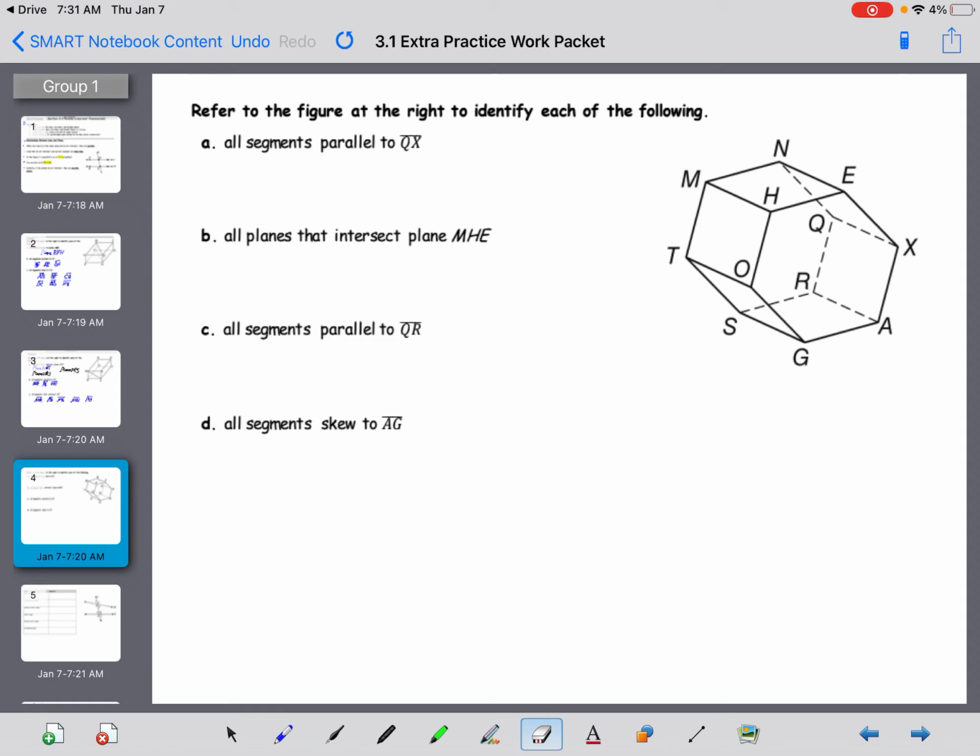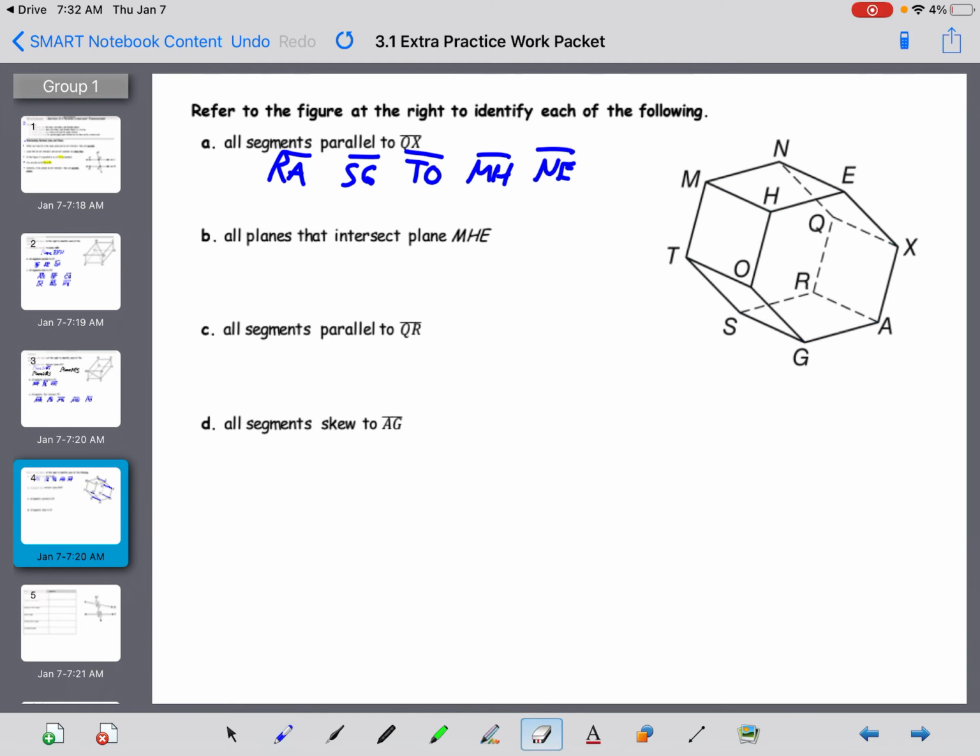Okay. Refer to the figure at the right to identify each of the following. All segments parallel to QX. QX is right here. So all of your segments parallel would be RA, SG, TO, MH, and NE. So let's write those all down. RA, SG, TO, MH, NE.